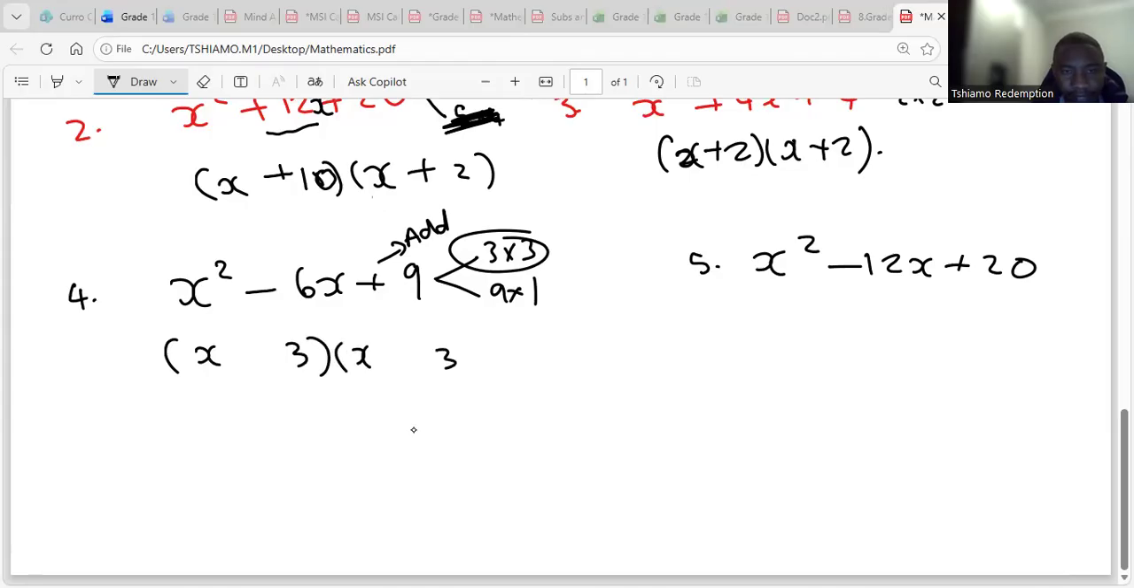Can you see? What does this plus say also? It says the sign must be the same, but we take the sign of the middle term. So if it's a negative, it means both our brackets will be negative. Is it fine?